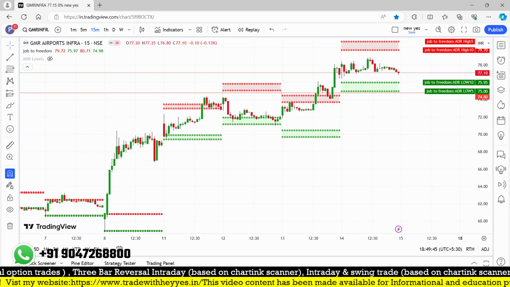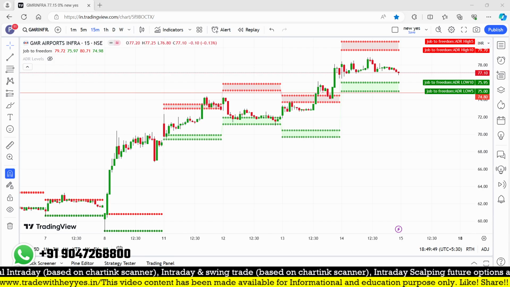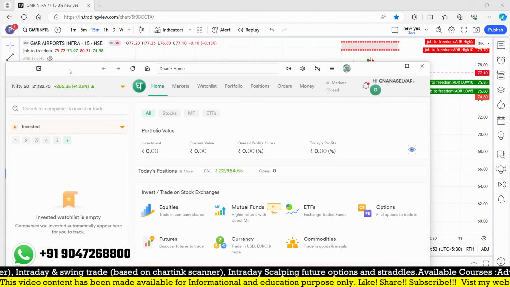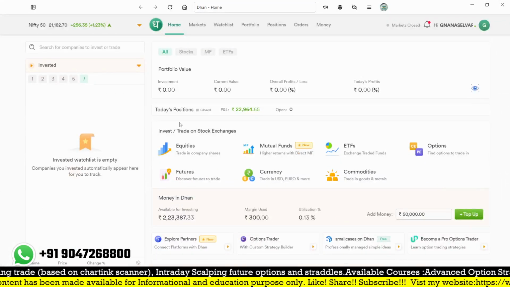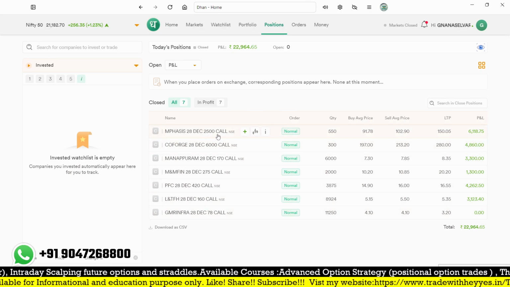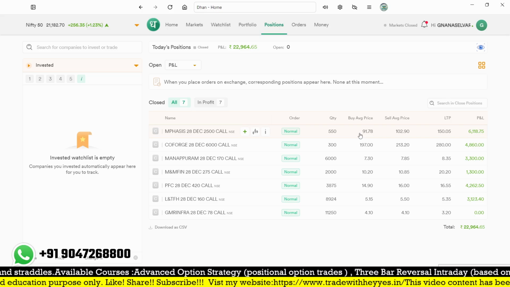I am not showing my account because I was not doing any trades. And today we are trying a few trades with this pattern. So I'm just showing you how the positions did. MPS, 2500 call option, based on that, I took it at 91. A smaller amount, which is good enough.